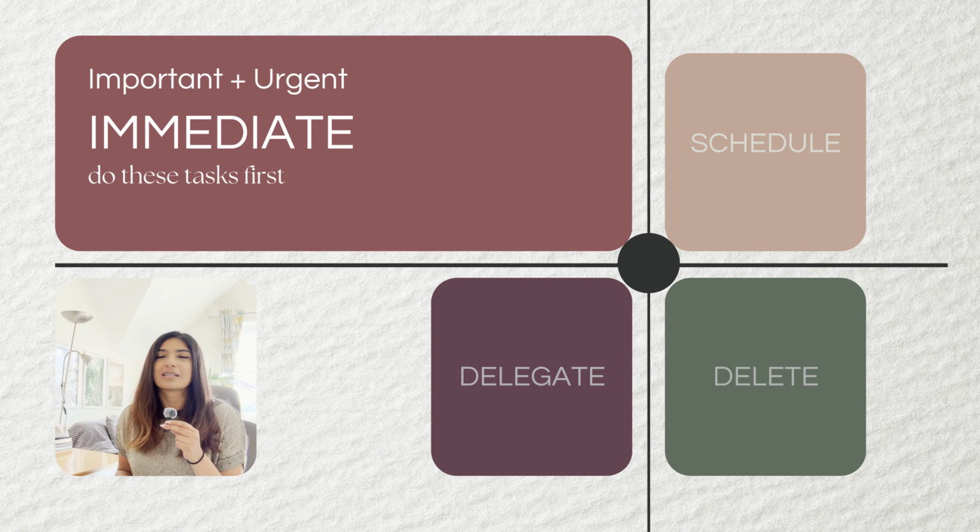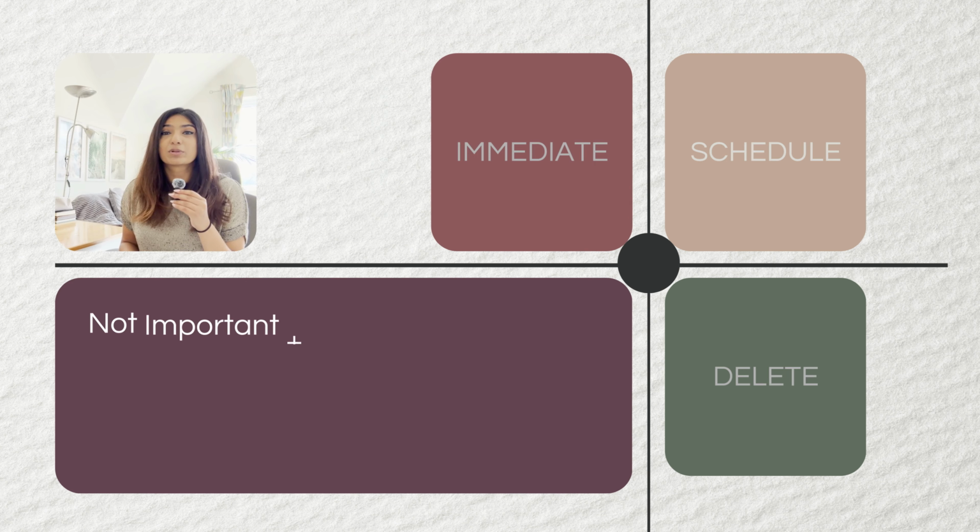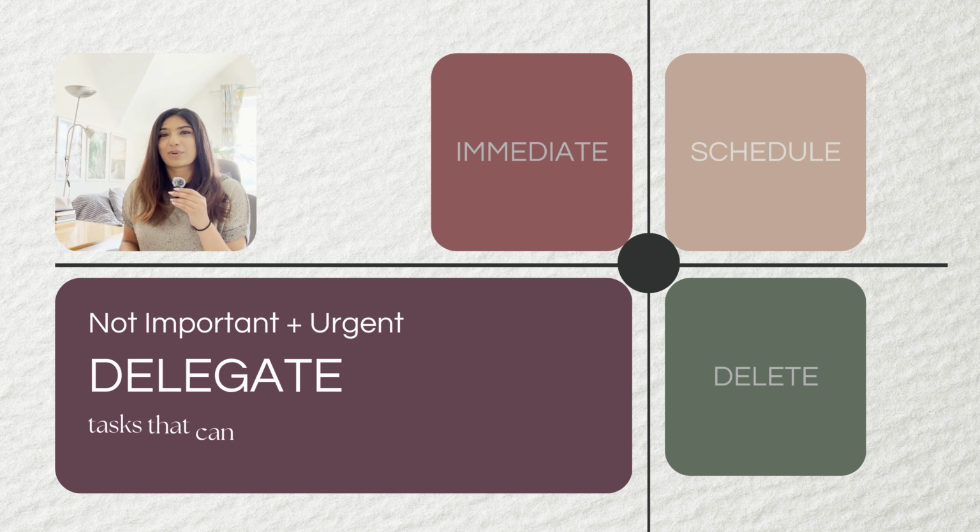These are usually tasks that are time sensitive or have consequences if you don't complete them by a certain time. So for example, it could be fixing a customer problem at work, or it could be submitting a report by a certain deadline. For tasks that are not important but are urgent, delegate these where possible.